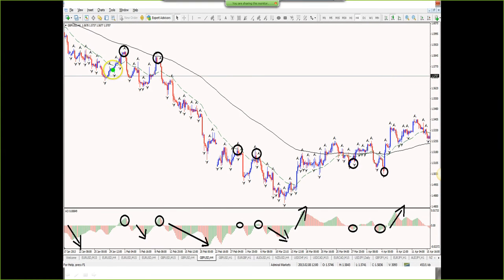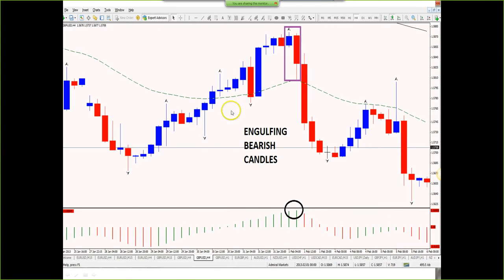But this particular strategy, as I said, is the break of the 4-hour fractal, although there's nothing wrong with taking an early entry or a confirmation entry. But this is waiting for the breakout of the 4-hour fractal, a break of the 4-hour fractal. Okay.